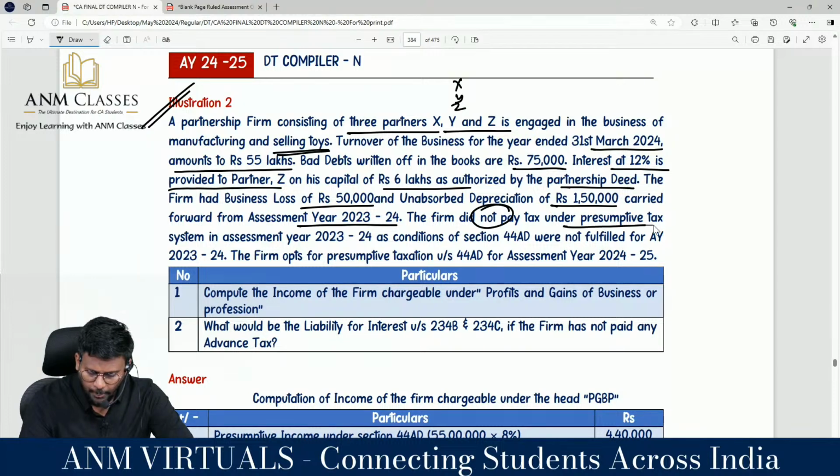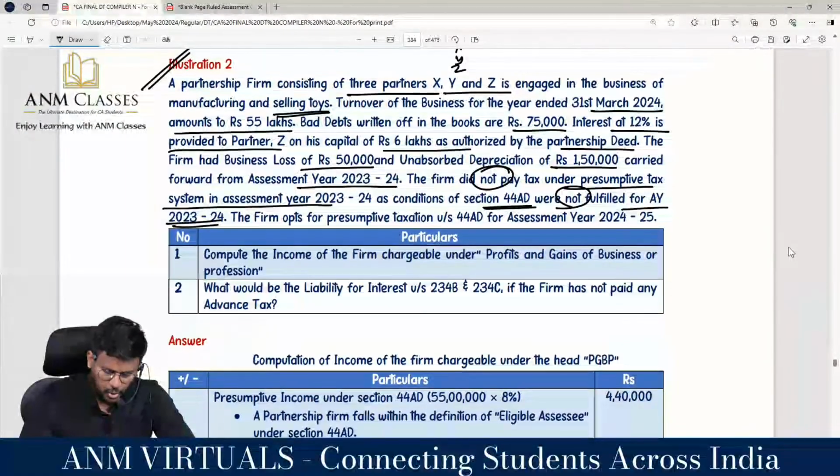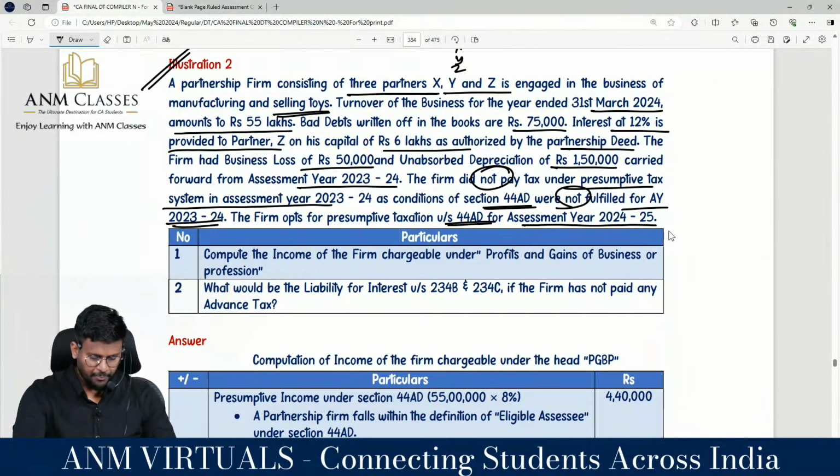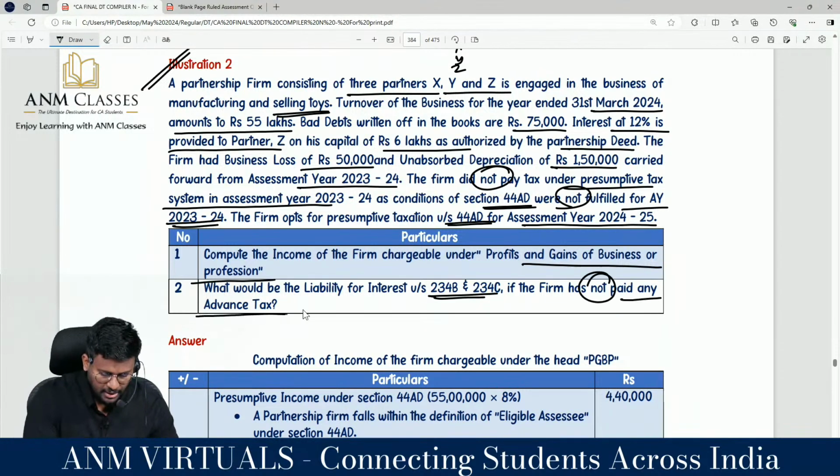The firm did not pay tax under the presumptive tax system in assessment year 23-24 as conditions of 44AD were not fulfilled for assessment year 23-24. The firm opts for presumptive taxation under 44AD for assessment year 24-25. Compute the income of the firm chargeable under the head PGBP is the question. Point number 1: What would be the tax liability under 234B and C if the firm had not paid any advance tax?